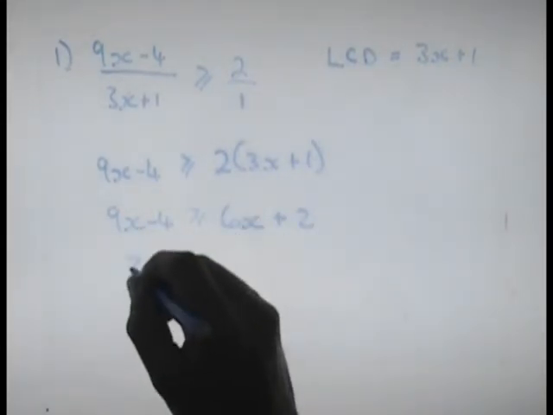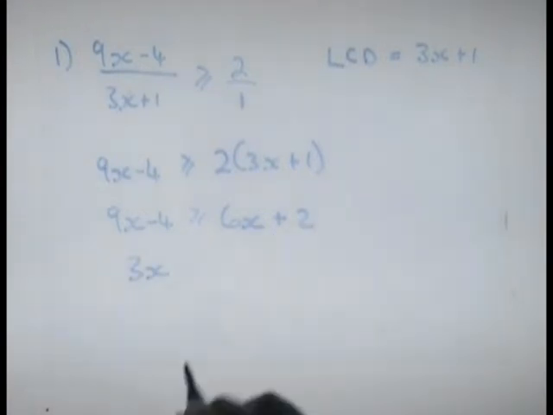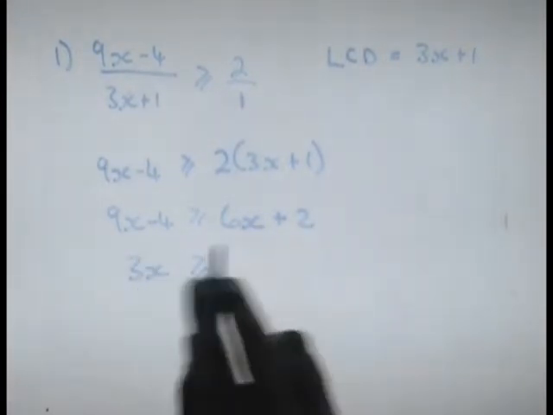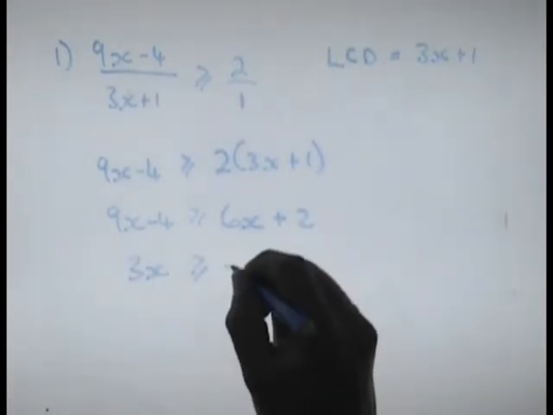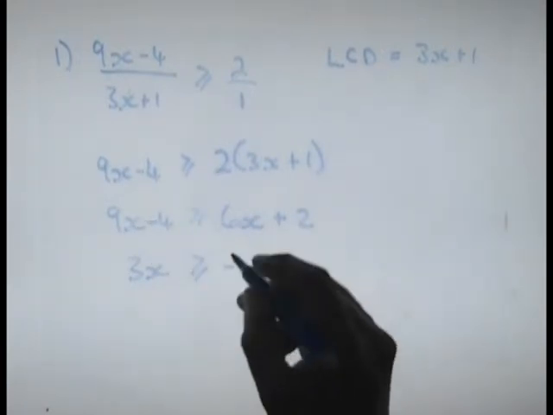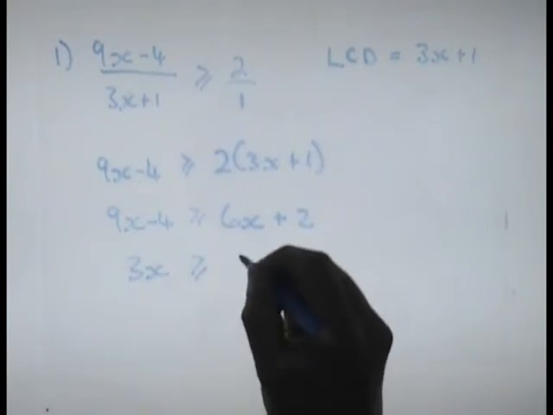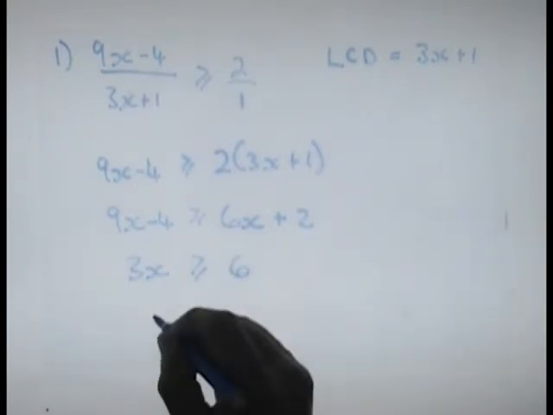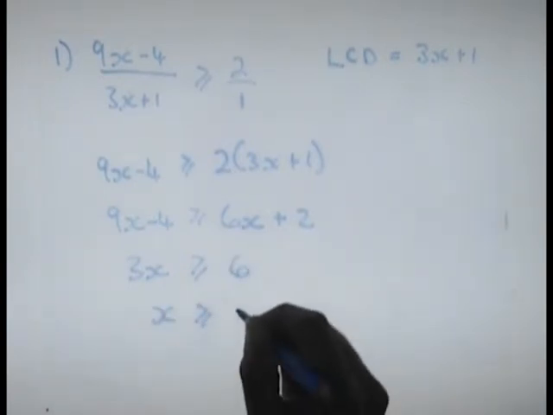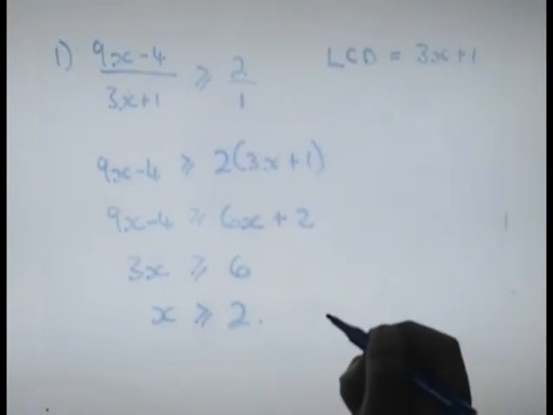Take the 6x across, that gives us 9x - 6x, which is 3x, greater than or equal to 2 + 4, which is 6. That means that x is greater than or equal to 2.